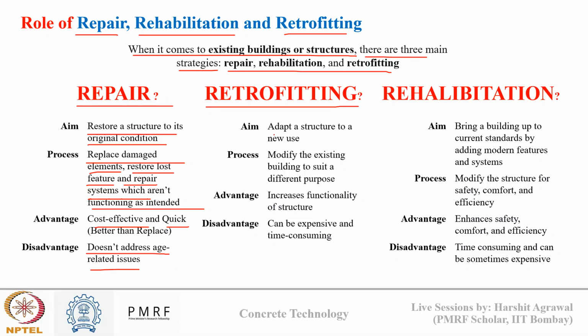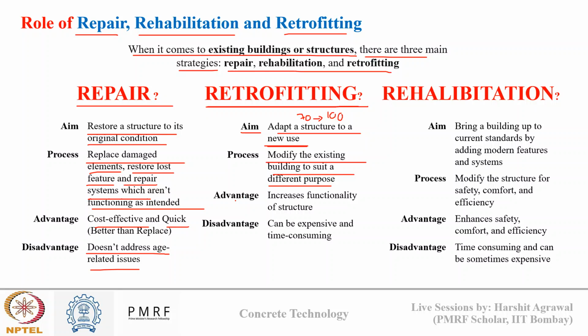So what retrofitting means, the aim of retrofitting is to adapt to a new use. So suppose a structure was designed to serve for a load capacity of 70 MPa. But now, due to increasing traffic load or due to increasing footfall on a structure like a high rise building or a bridge, instead of 70 MPa, I want the structure to bear a stress of 100 MPa. So I want my structure to adapt to a new use. So for those conditions, I will go for retrofitting. So retrofitting is modifying the existing structure to suit a different purpose.